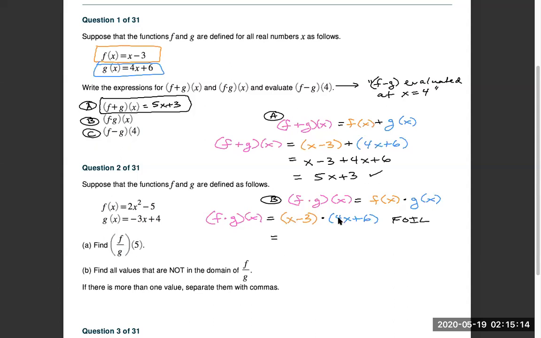You're going to get 4x squared plus 6x minus 12x minus 18. Like terms in the middle: 4x squared, 6 minus 12, that's negative 6, still have x connected to it, and then minus 18. So our second function is equivalent to 4x squared minus 6x minus 18.